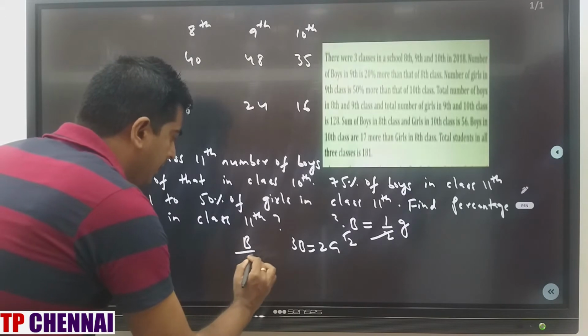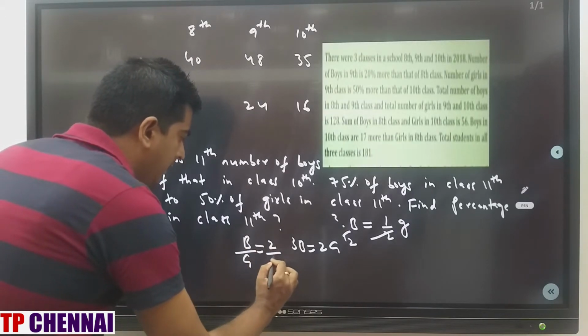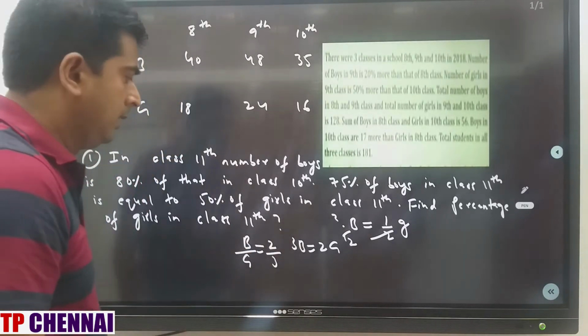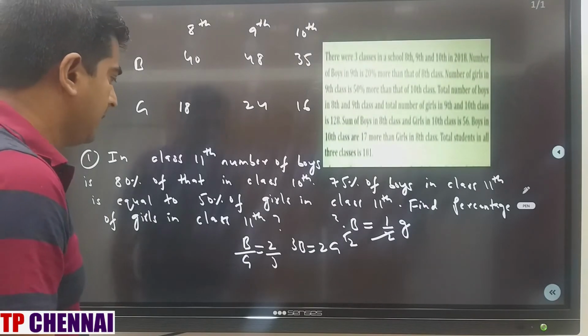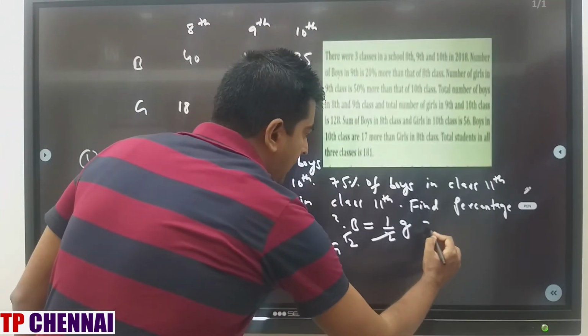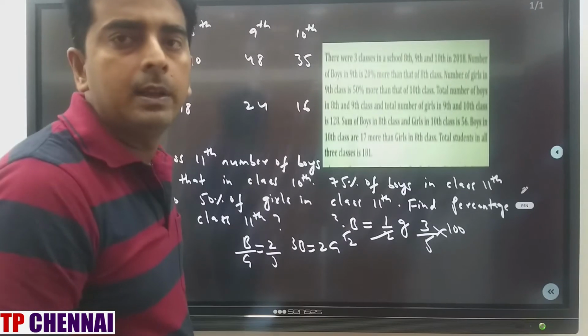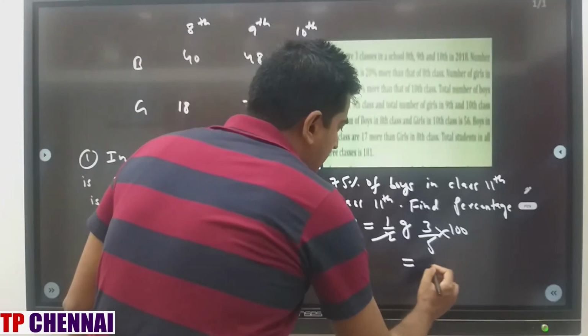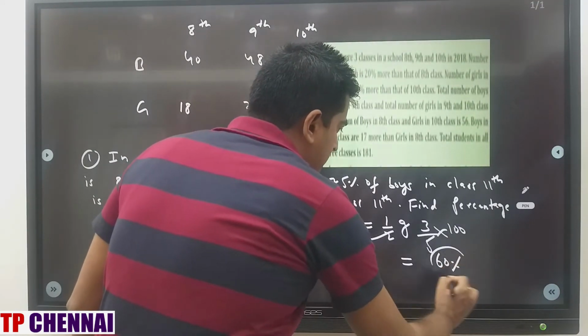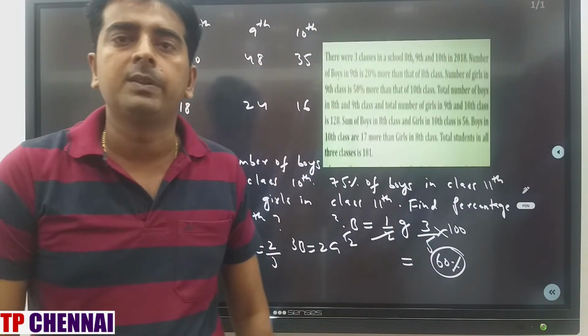So boys by girls is equal to 2 by 3. Now what are they asking? Find the percentage of girls in the class. Girls is 3, so 3 out of total into 100. 1 by 5 percentage value is 20%, 3 by 5 is nothing but 60%. So my answer is 60%.